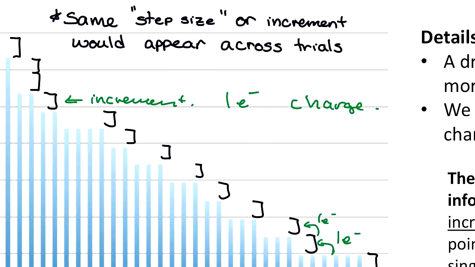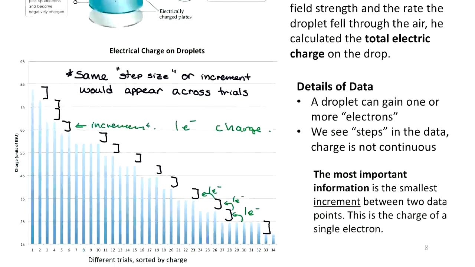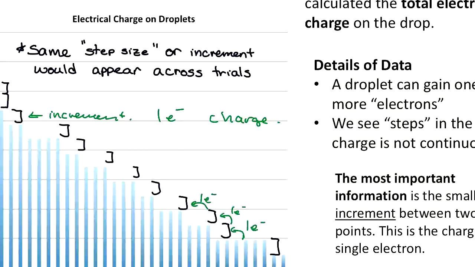1 electron. 1 electron. This electron is like a discrete thing that you can't gain a fraction of, you have to gain a whole amount of it. And that's what made his experiment very, very powerful: the most important information from this graph is not how tall the bars are. No, the most important information is the increments between each of those experiments.